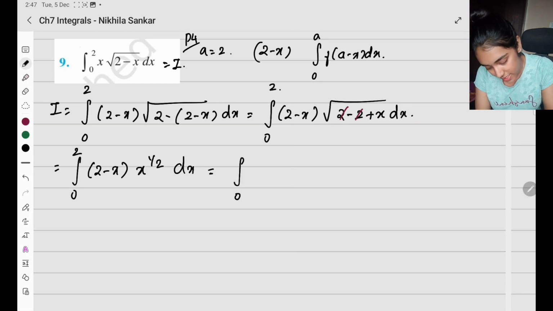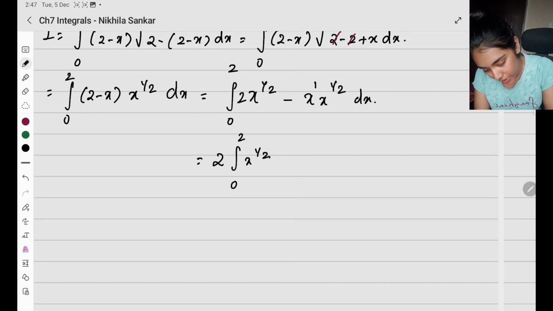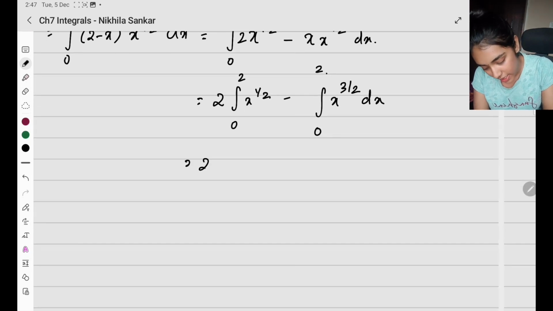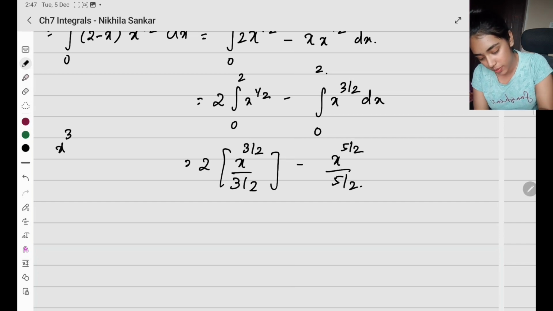So multiplying that inside, I have 2 times x to the half minus x power 1 by 2 times dx. So when I split the integral, I have 2 times integral x to the power half from 0 to 2 minus integral x power 3 by 2 times dx from 0 to 2. So taking the integral, I have 2 times, opening the bracket, x to the power 3 by 2 divided by 3 by 2, which becomes 2 by 3. I'll write it in the next step. This becomes x power 5 by 2 divided by 5 by 2. Correct? X to the power 3 by 2 plus 1 divided by 3 by 2 plus 1.